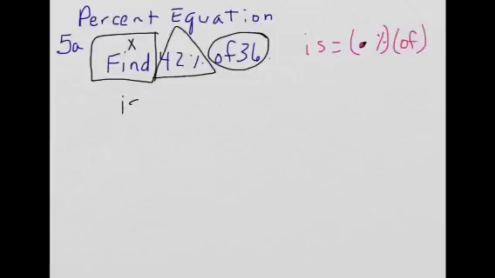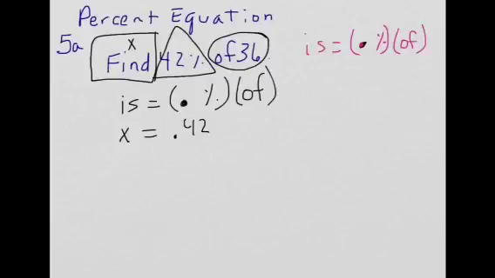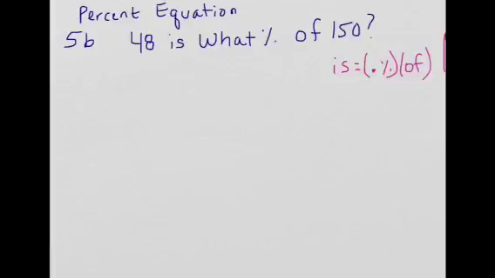So it's going to be is equal to percent, and of course we make it a large obnoxious decimal because we have to change it to a decimal before we can use it, and then multiply it times our of. So our is X, 0.42, changed my percent to a decimal, and my of is 36. Now what I'm going to do is just simply multiply, so X is equal to 15.12.